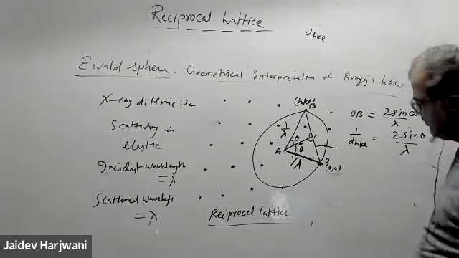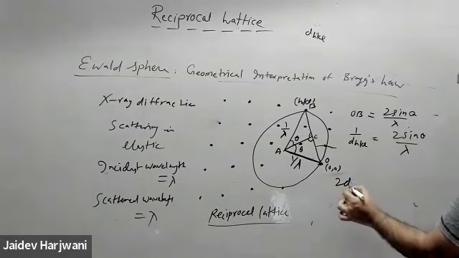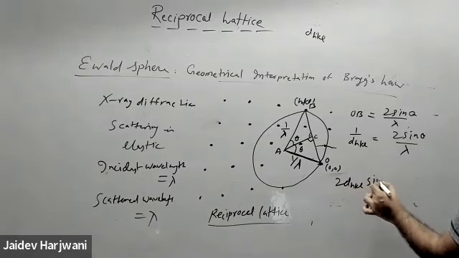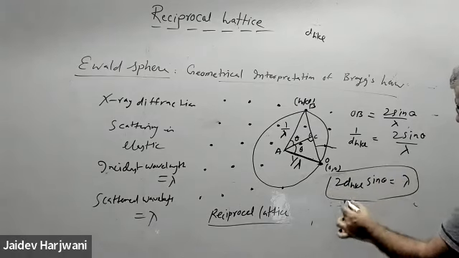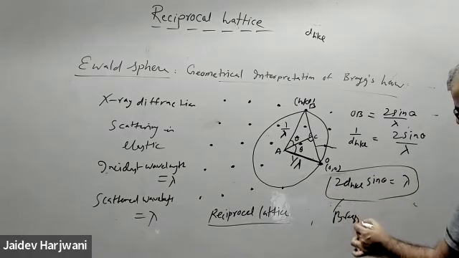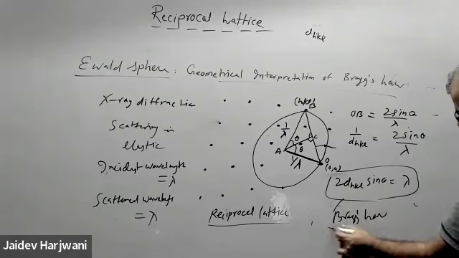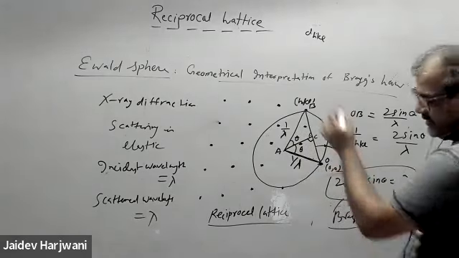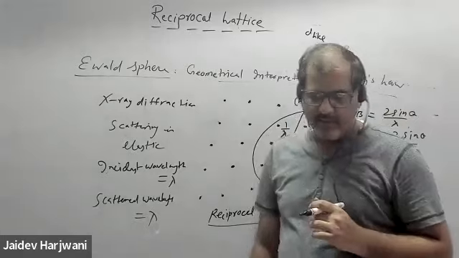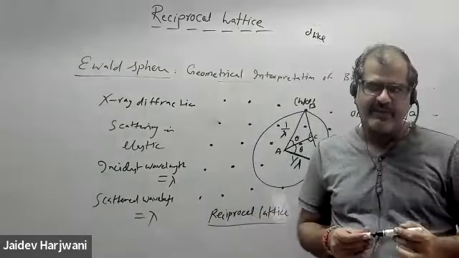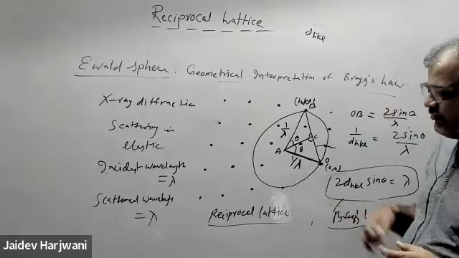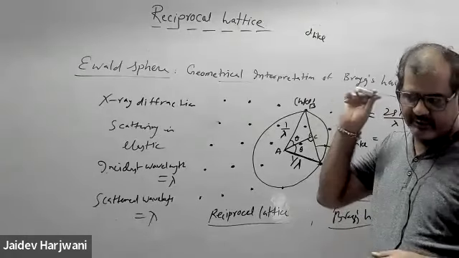So that will give me 2 DHKL sin theta equals lambda. And this is your Bragg condition, Bragg's law. So this is a geometrical interpretation of Bragg's law. ओके, तो ब्रैग्स लॉ बेसिकली क्या बता रहा है? ज्योमेट्रिक इंटरप्रिटेशन का मतलब क्या है?